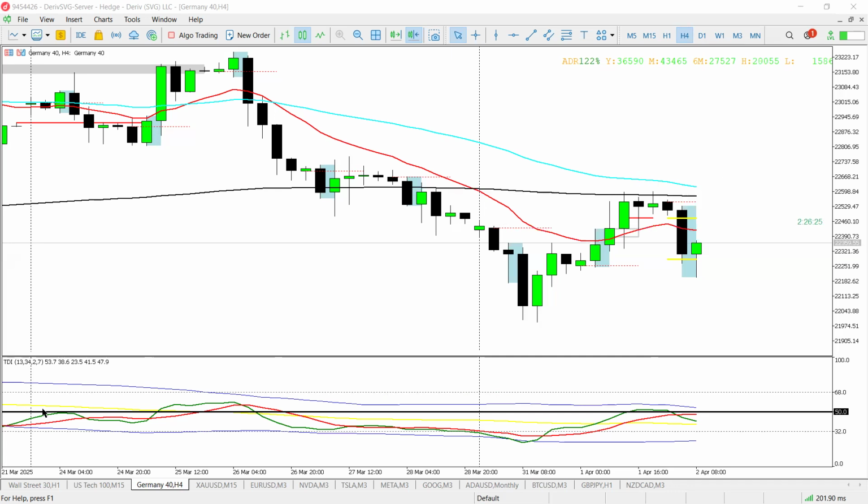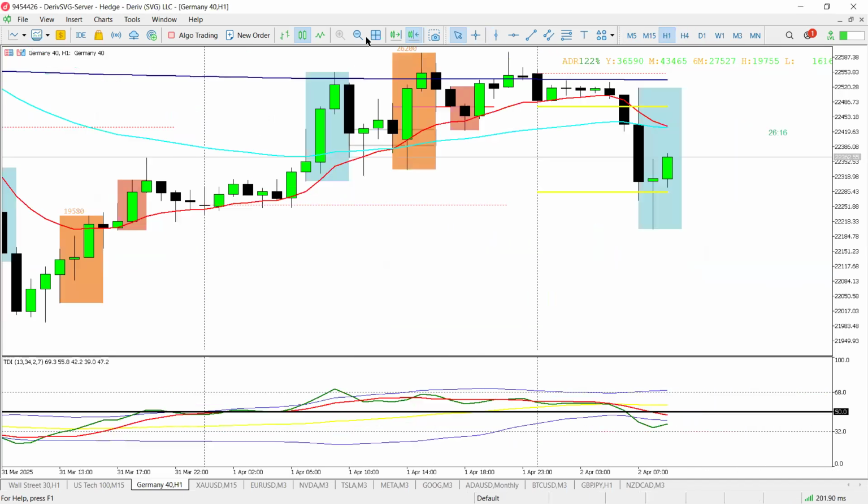TDI on the 4-hour is also showing that we are bearish, just by looking at the majority of the indicator below the 50 static here. So jumping to the H1 now, to confirm a sell bias, price has to be either showing us lower lows, lower highs, or at least trading below the 13 exponential moving average to show us that we are in line with the daily bias.